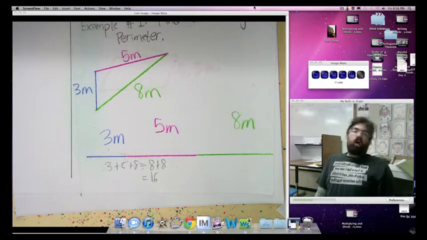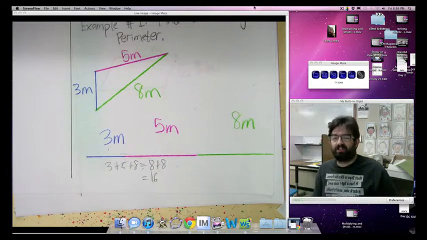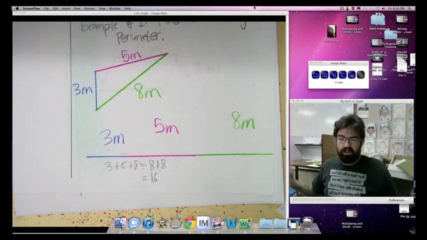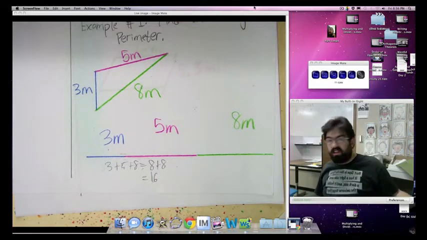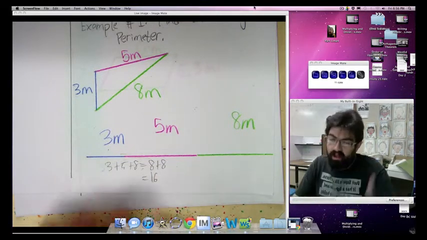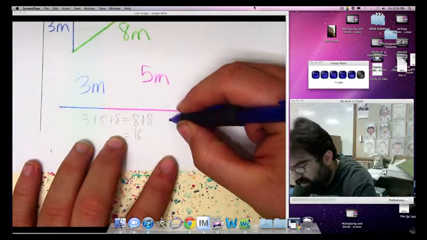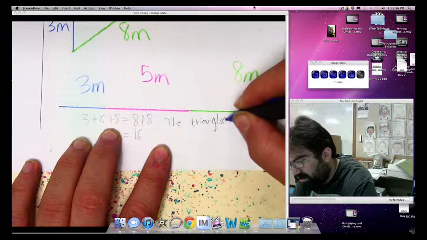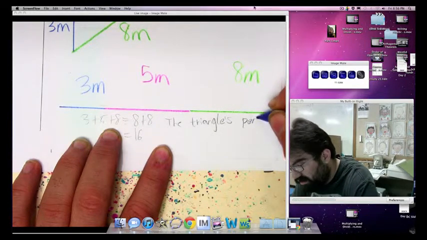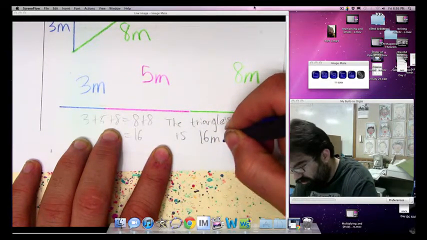We are going to be putting our answers in this unit, the next unit, and the unit after, in complete sentences. Because we should. 16 meters, or 16 doesn't even have units on it. 16 gophers standing in a straight line. Units, units, units, units, units. I cannot stress that enough. And they don't have to be crazy. The triangle's perimeter is 16 meters.